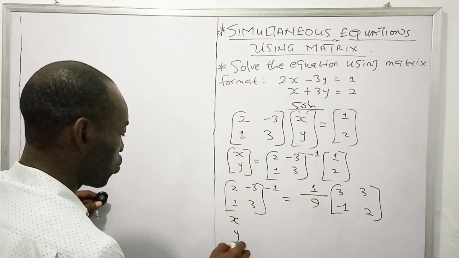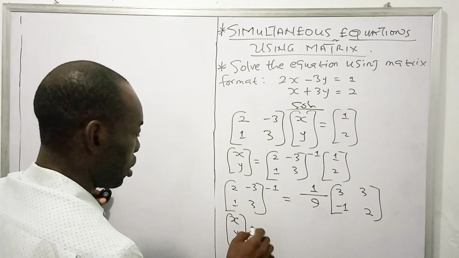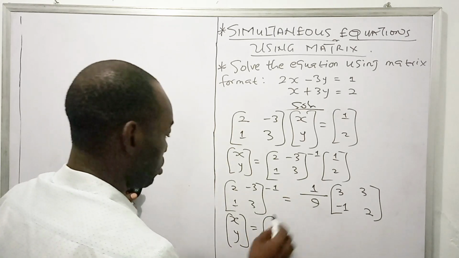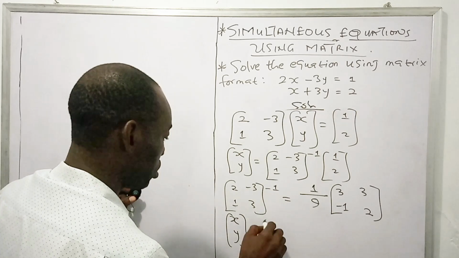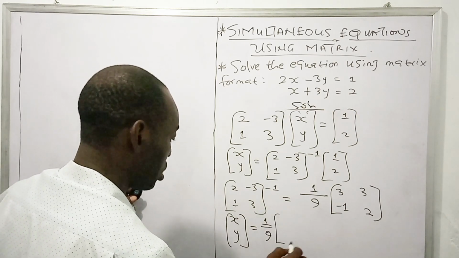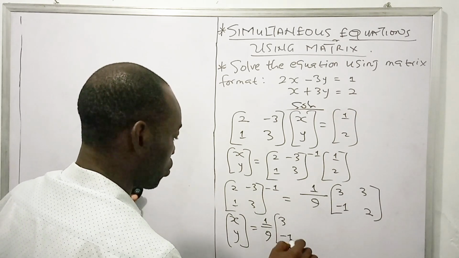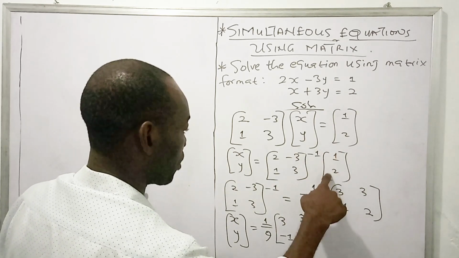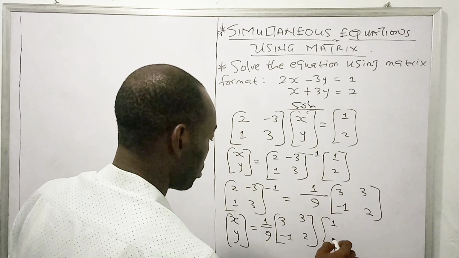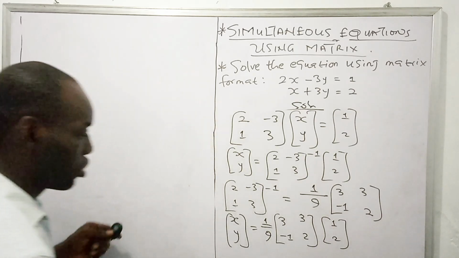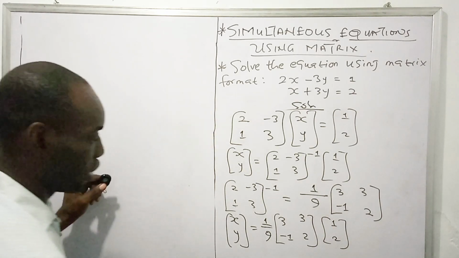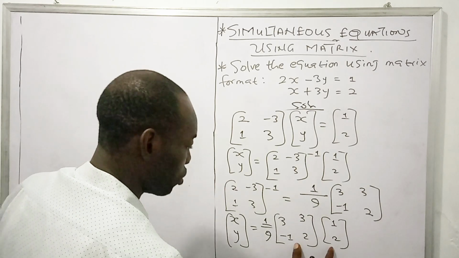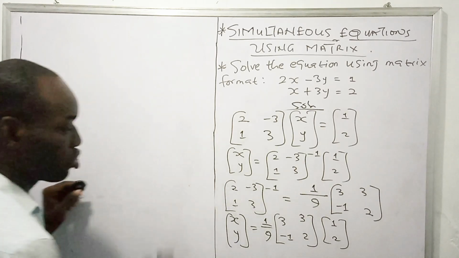So again, let's come down now. We have x y equals the inverse here, which gives us 1 over 9 times 3, minus 1, and 3, 2. Then don't forget, we still have the values here, which are 1 and 2. So from here now, we're going to find the product of these two. So let's go back to this part of the board.